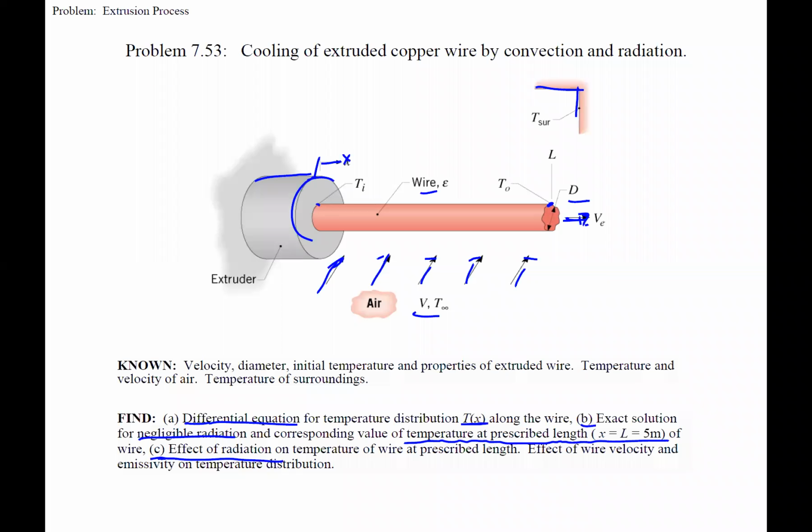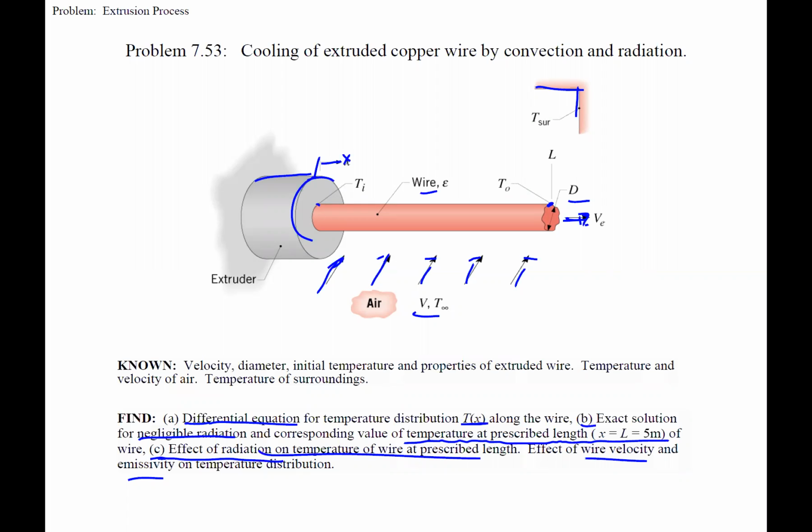They want to figure out what the value is if you include it, and then mess around with some parameters of wire velocity and emissivity. All right, so for the first part, we need to get a differential equation. They told us that we can take it with either the differential surface either moves with the wire or is stationary, okay?